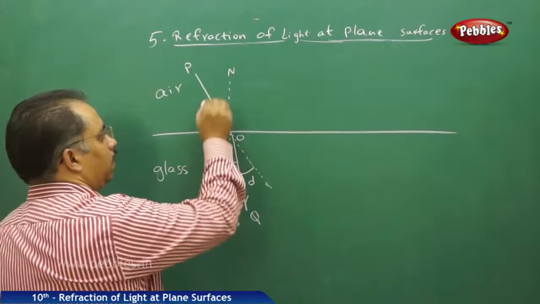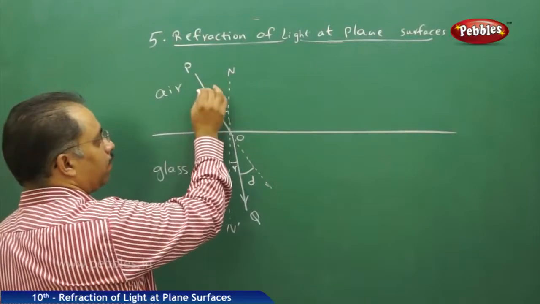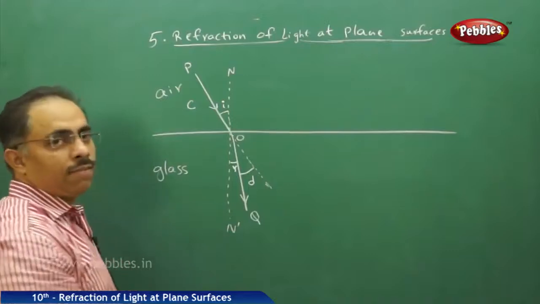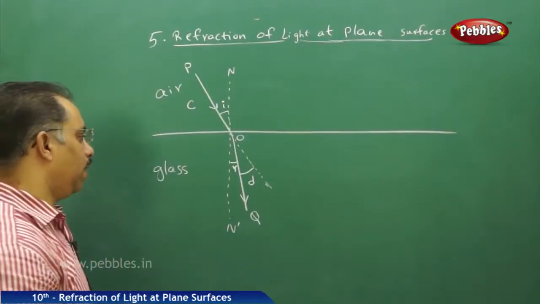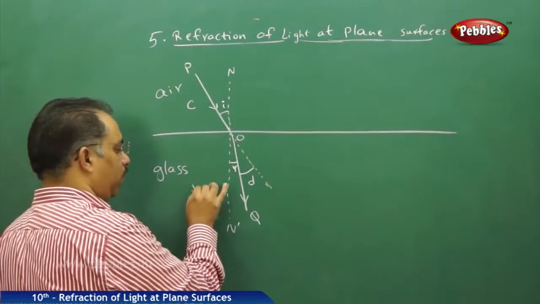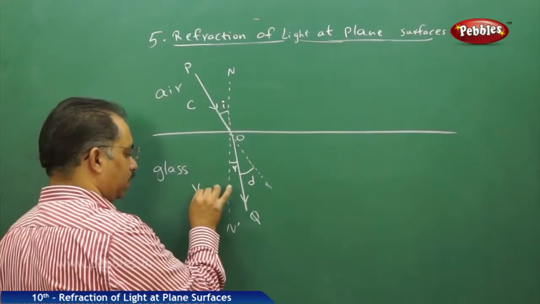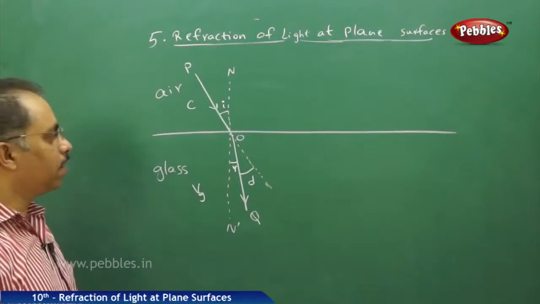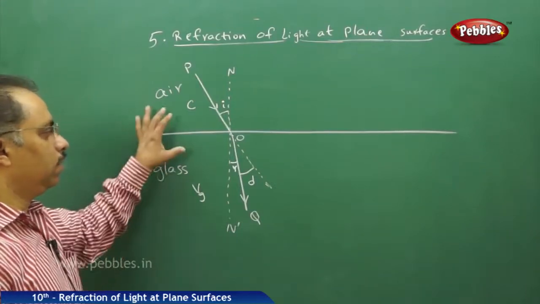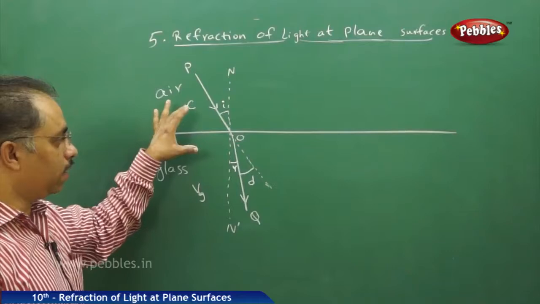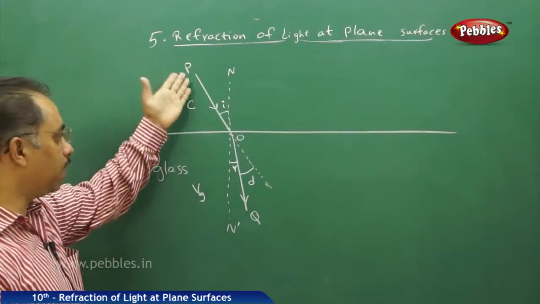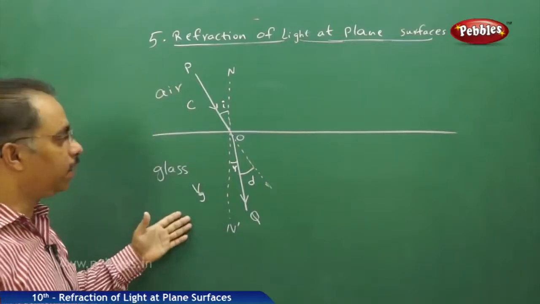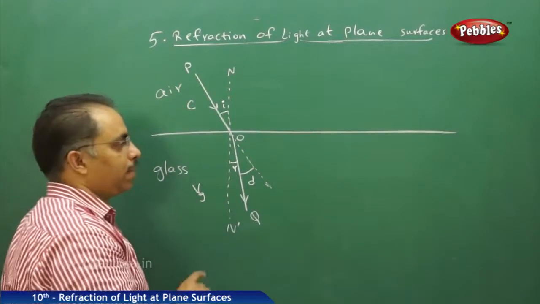Now, let us assume that C is the velocity of light in air, and let us say Vg is the velocity of light in glass. So, the first law of refraction tells that whenever a light ray is traveling from a rarer medium to a denser medium, it bends towards the normal.